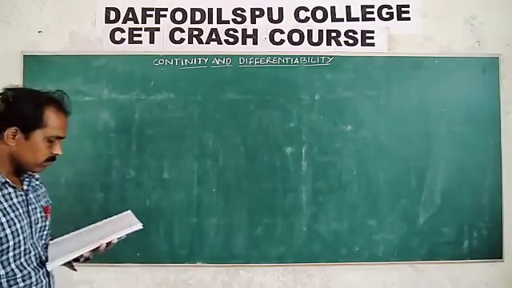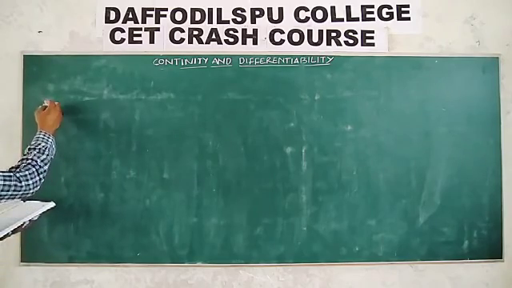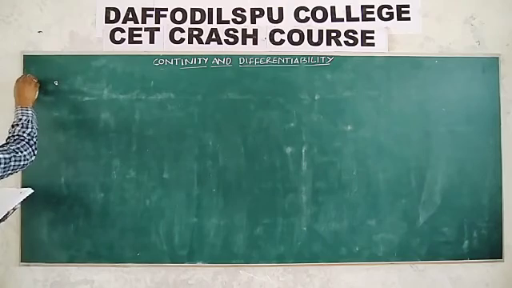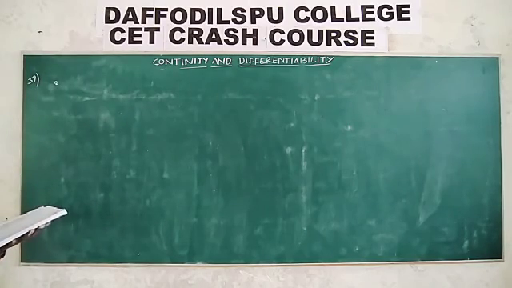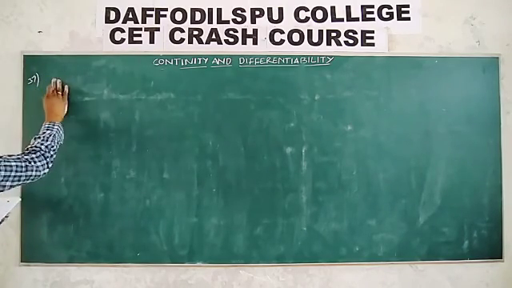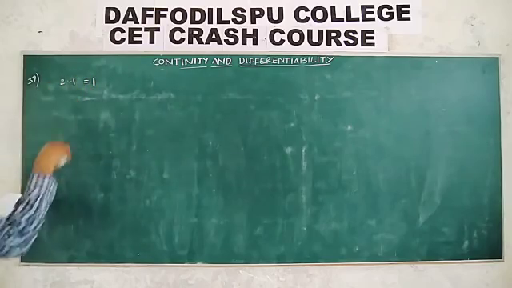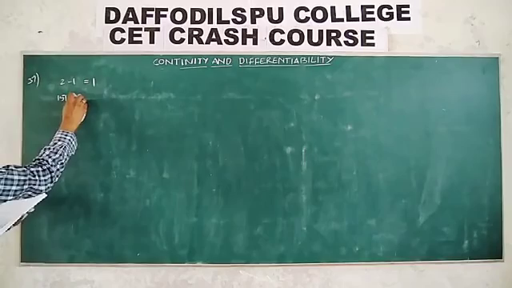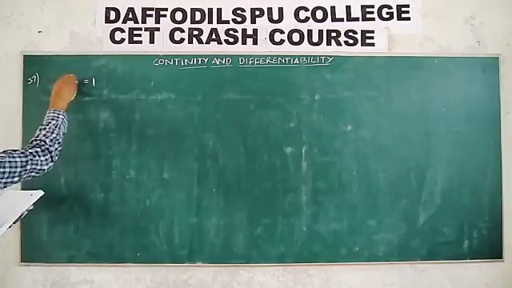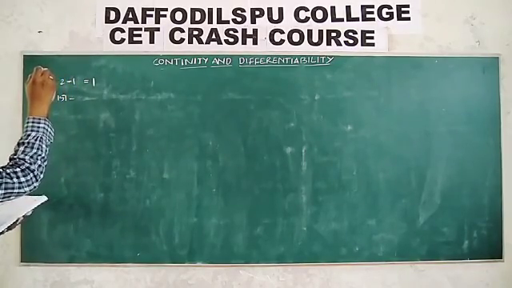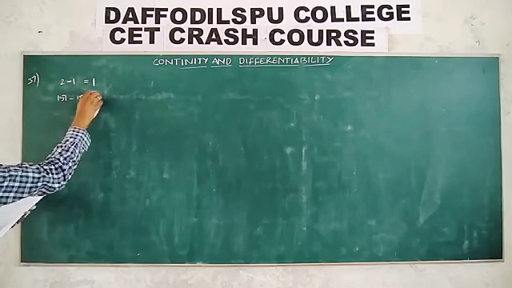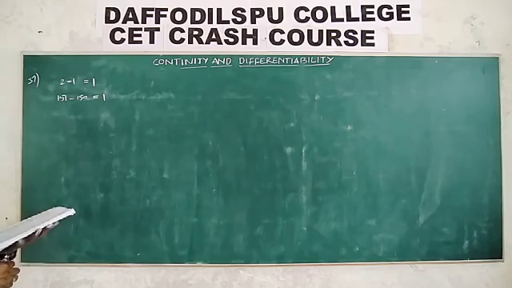Second option. What is the second option? f of 1 value. This is question number 37. f of 1 value: 2 square means 2x square, 2 minus 1 is equal to 1. f of 5 value is 1, 35 minus 1 equal to 1.